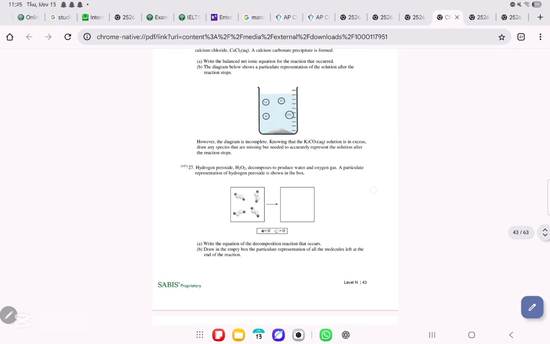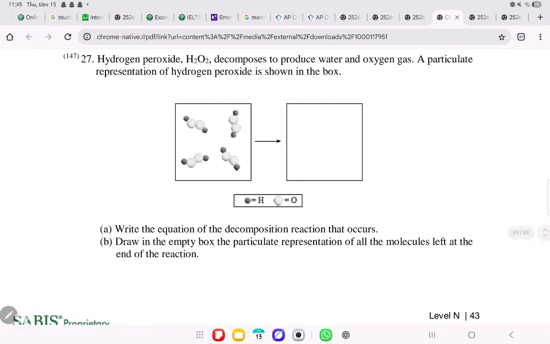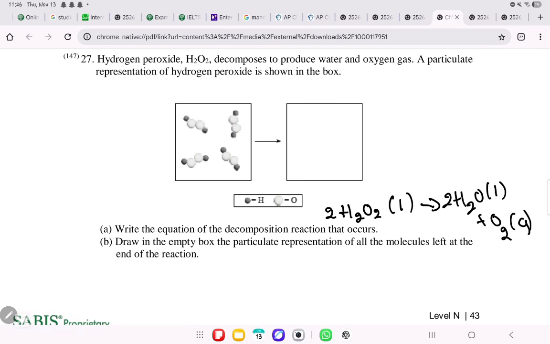We'll move on to question number 27. Hydrogen peroxide, H2O2, decomposes to produce water and oxygen gas. A particulate representation of hydrogen peroxide is shown below. Write the equation of the decomposition reaction that occurs. So 2H2O2, right? This is a liquid. It decomposes to give me 2H2O liquid, in addition to O2 gas. Draw in the empty box the particulate representation of all molecules left at the end of the reaction.